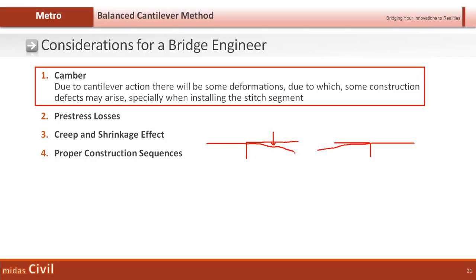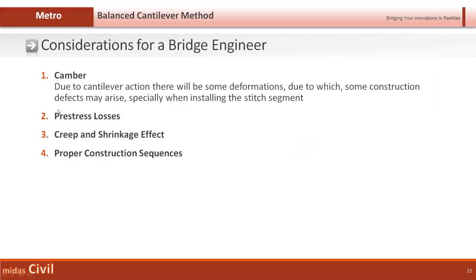So while we are doing the stitch segment, the two cantilever ends should be perfectly leveled. There shouldn't be any differential deformation occurring at the two ends. In that case, the camber becomes very important. So we need to construct the segments in a particular camber, so that due to the cantilever action, at the end of the construction, this becomes perfectly level. So this is the camber.